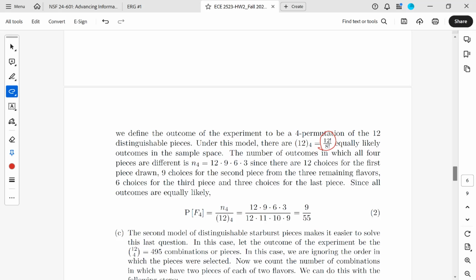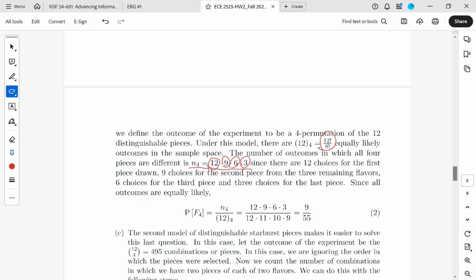12, right? How many choices do we have on the second draw if we want to be consistent with the condition of having different flavors? We have 9 choices because one of the flavors is already out of our interest. So we have 9 choices. The third draw would be 6 choices, and the fourth draw is with 3 choices.